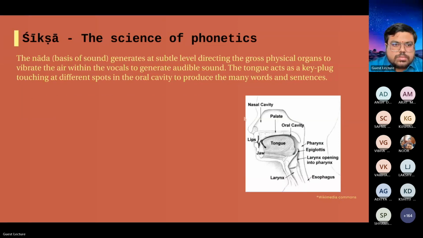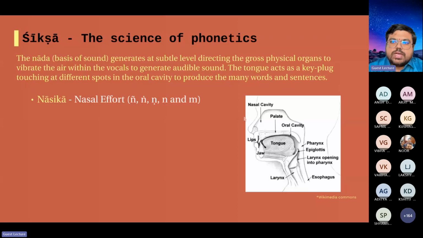Nasika. The first category of sounds we have are called nasika. That means something related to the nose. So a nasal effort is much needed in these syllables, or letters, or aksharas, you can call them. The nasal efforts are for nya, na, and ma. All these require nasal effort. So whenever you get a cold or your nose is blocked, the words which involve these nasal efforts will sound different, which doesn't convey all the meaning to the listener.